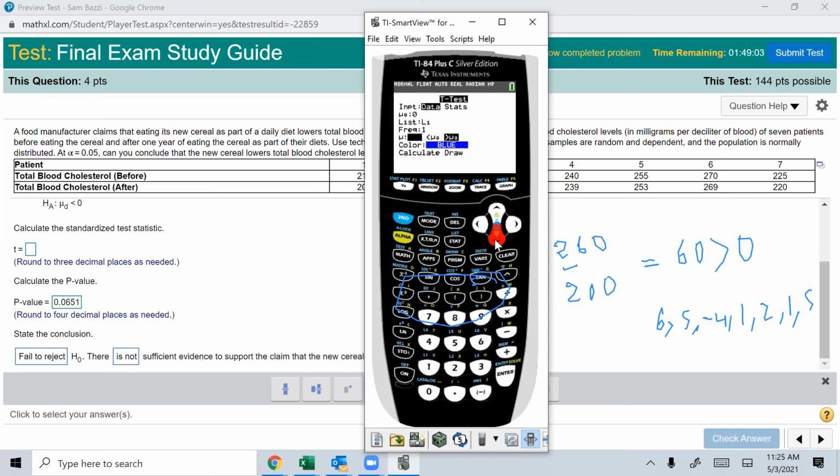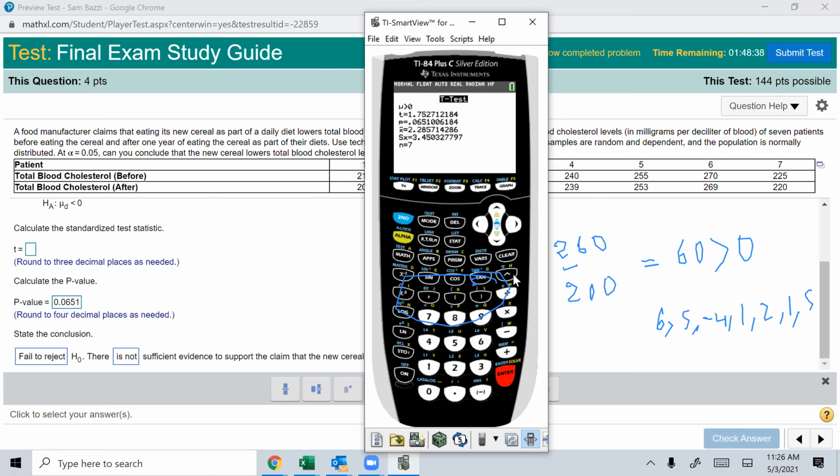Our claim is that the mean difference is greater than 0, so you have to select the alternative sign. This is the alternative sign, guys. And then we hit calculate. And we got test statistic 1.753. You put it in there. And then the p-value 0.065, which is more than alpha. We fail to reject the null hypothesis, and we conclude that there is not sufficient evidence to support the claim.